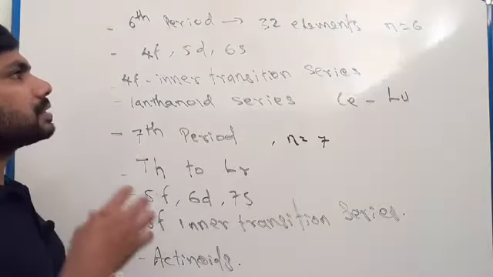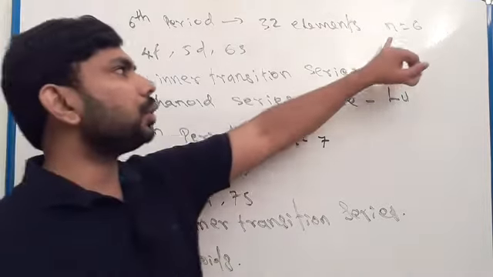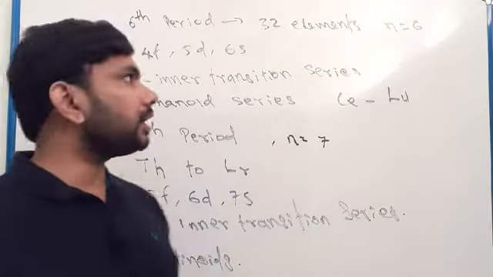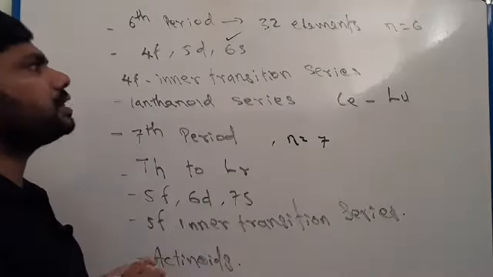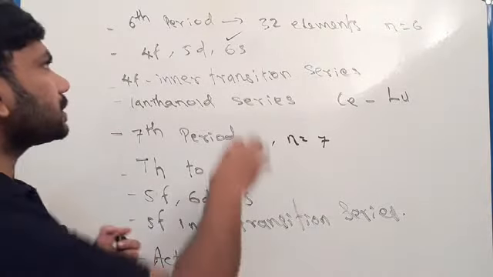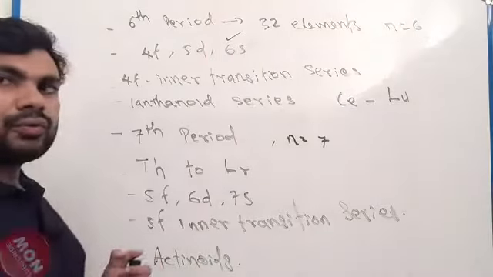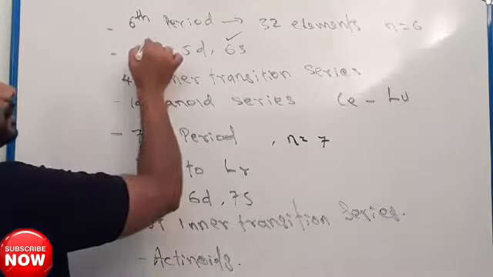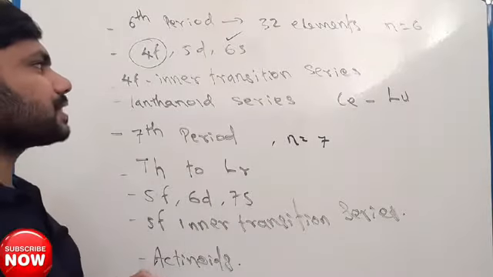6th period has 32 elements, so here n is equal to 6. Look here, this is the outer shell electronic configuration, here n is equal to 6. Clear? And this is the outer shell electronic configuration, 4f 5d 6s. That's why these elements are called 4f inner transition series.